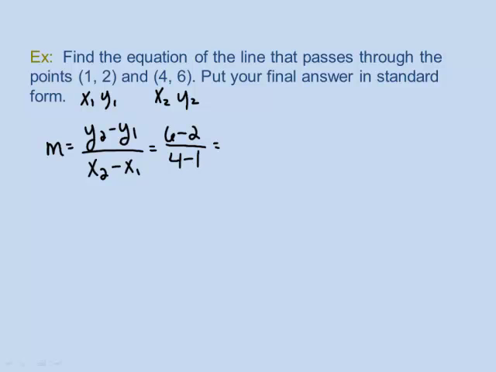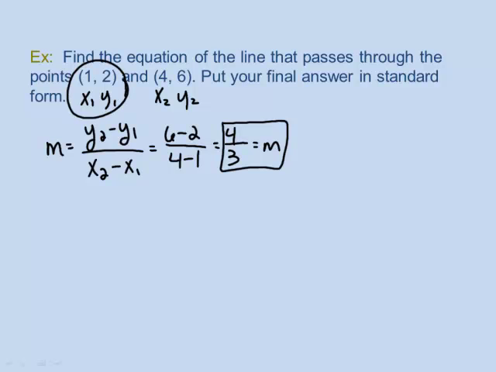Do the math. 6 minus 2 is 4. 4 minus 1 is 3. And we have a slope then of 4/3. Now we have a slope. We also have a point. Actually, we have 2 points, and you can pick either one.